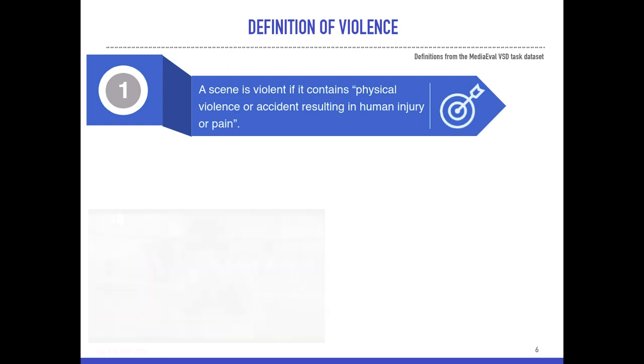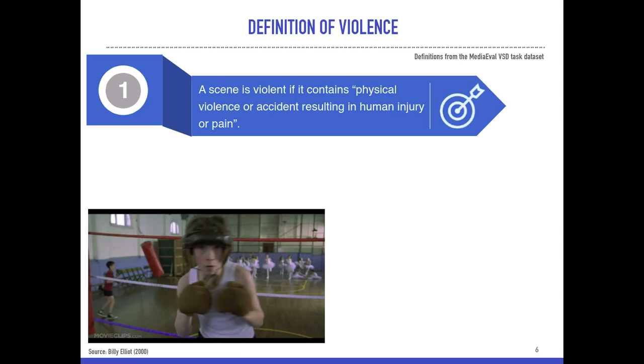For example, when we have a scene where a kid is portrayed training for a boxing match, we have human injury and pain resulting from this. But do we classify this as violent? We can argue both ways.